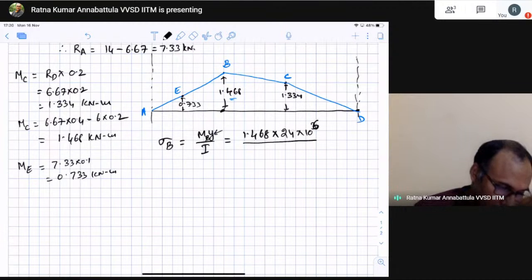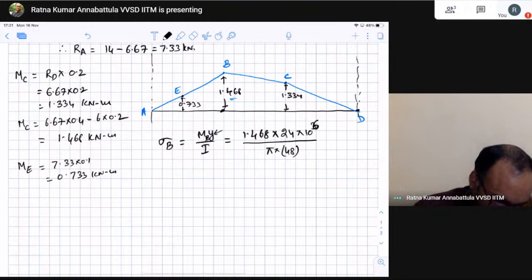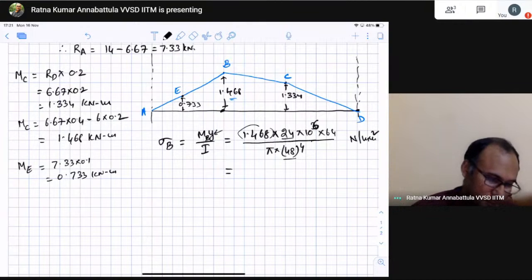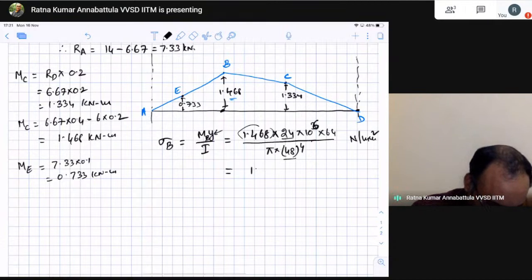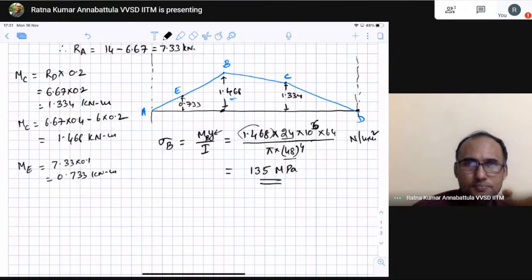divided by I. I is pi d power 4 by 64. So pi into 48 to the power 4 by 64 will come to the denominator. So all the units are now Newton per mm square. Okay, because this I have converted to Newton millimeter. This is millimeter. This is millimeter. So everything is in consistent units. So you have Newton per mm square. That is basically megapascals. And if you calculate that, that comes out to be 135 megapascals. That is your sigma B.